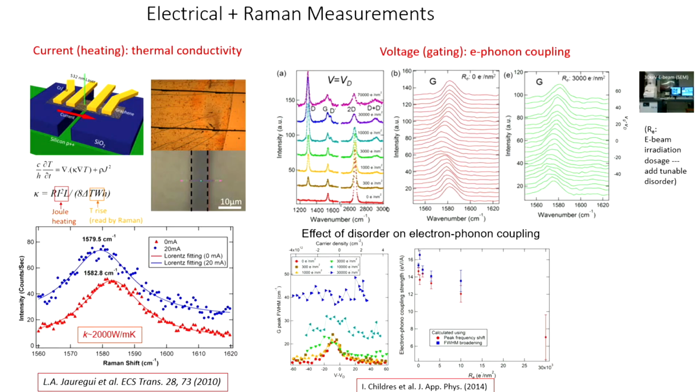Here's another example. By applying a voltage, here the gate voltage, tuning current density, you see the typical graphene Raman spectrum shift in interesting ways. These actually allow you to pull out the electron-phonon coupling parameter. This particular example is actually done on disordered graphene, with a tunable disorder introduced by electron beam irradiation. And you see the electron-phonon coupling parameter actually can be changed by the disorder.